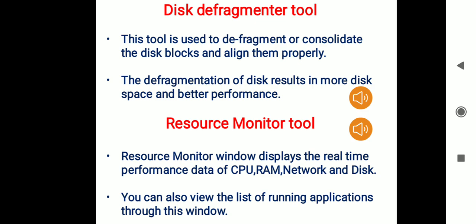The next type of utility software is the Resource Monitor tool. This Resource Monitor window displays the real-time performance data of the CPU, RAM, and other devices of the computer. Performance data can be with respect to the amount of memory utilized, or it can be related to the space consumed by a running application. And there are many key factors to it. This type of performance data is shown by the Resource Monitor window.